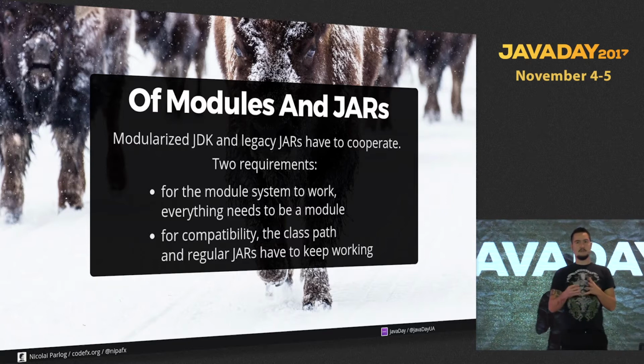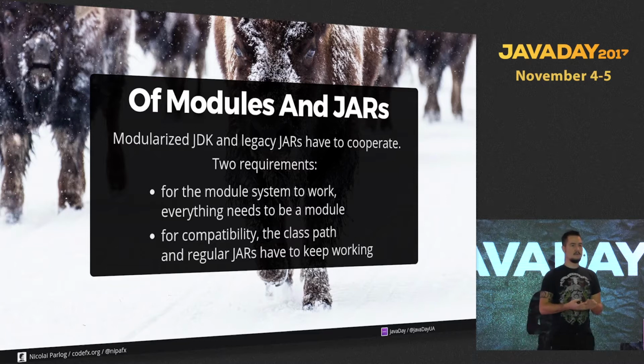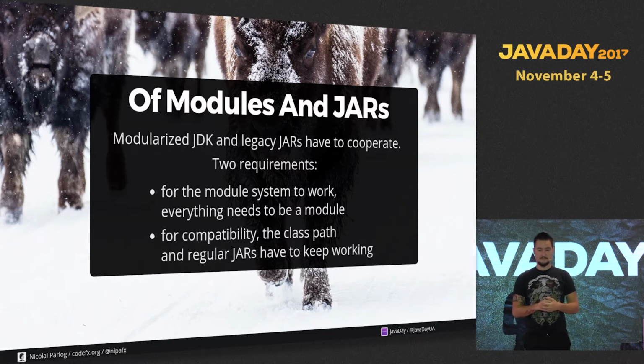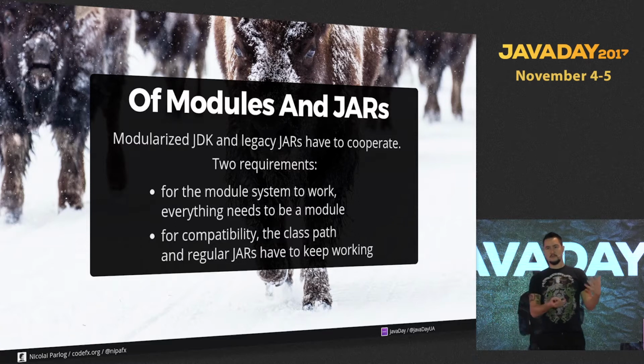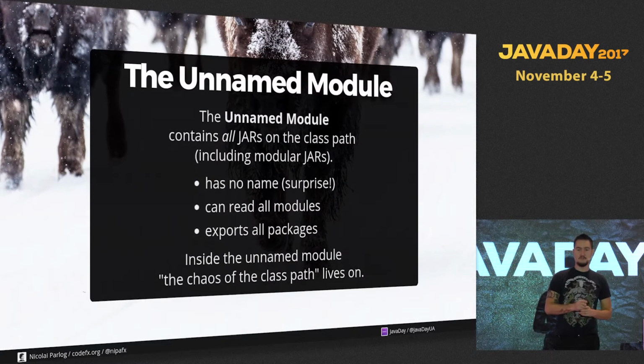what I just told you about is the plan for a fully modularized world where everything is a module, but we're not there yet. The Java development kit, the JDK, was modularized, and your program is running on top of that. But yours doesn't have to be modularized. So somehow legacy jars, or plain jars, jars without a module descriptor, have to cooperate with the modularized JDK. So from the point of view of the module system, everything has to be a module. But for compatibility reasons, the class path must still work. So there's obviously a collision. Some of these things don't work together. And the solution is the unnamed module.